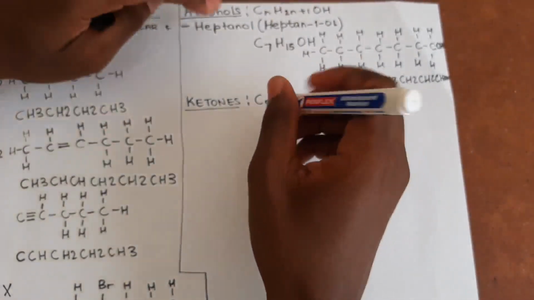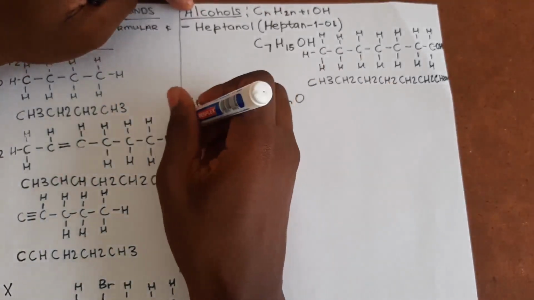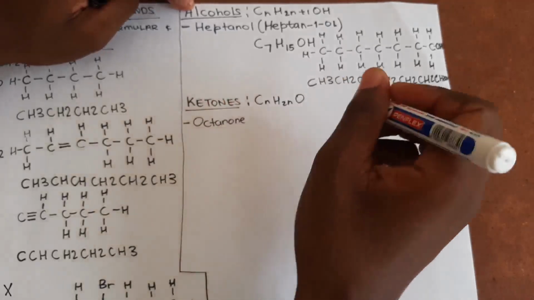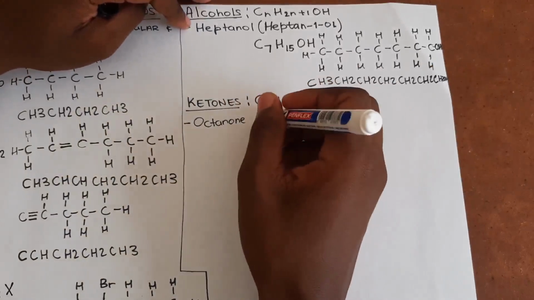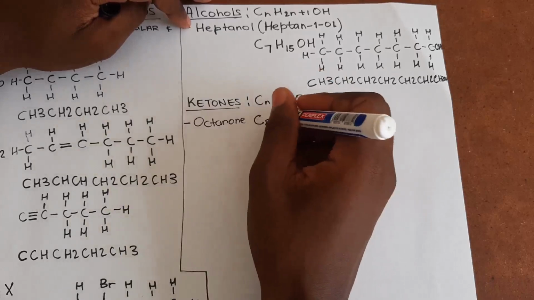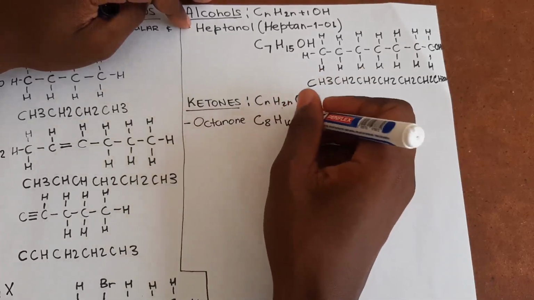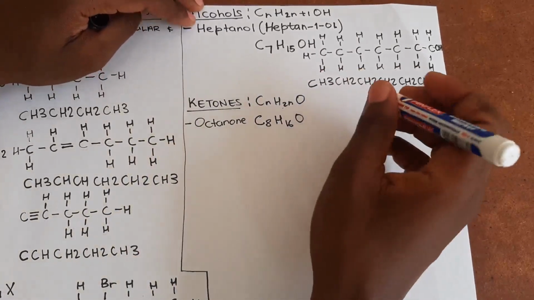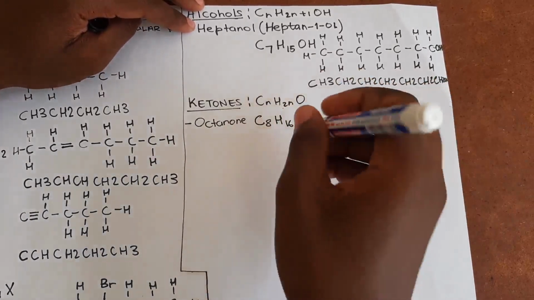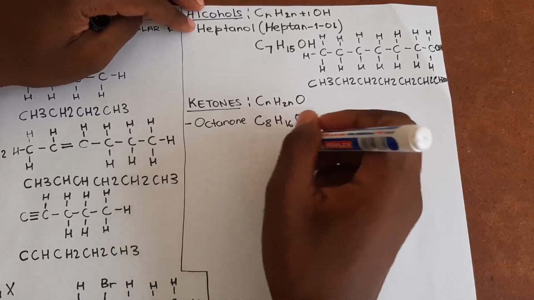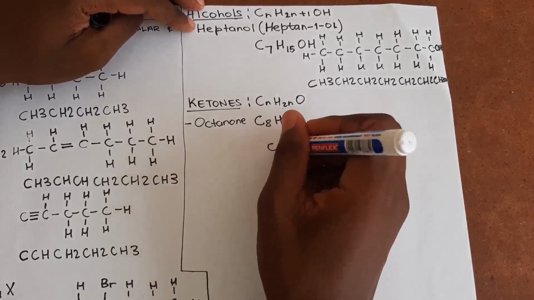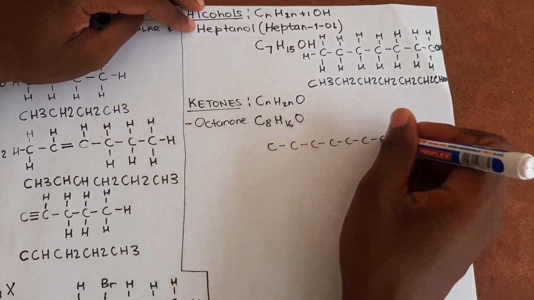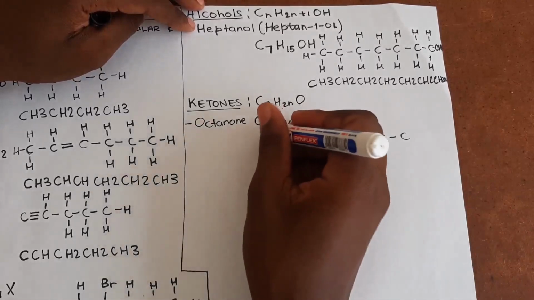Let's make an example. In ketones we have octanone. Let's write it down. Oct means 8, so C8, H two times 8 is 16, so this is the molecular formula for octanone. Let's move to its structural formula. How many C atoms? 8: 1, 2, 3, 4, 5, 6, 7, 8.